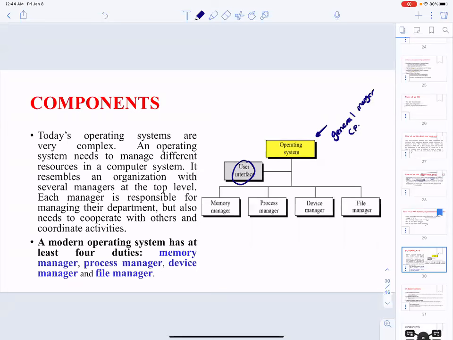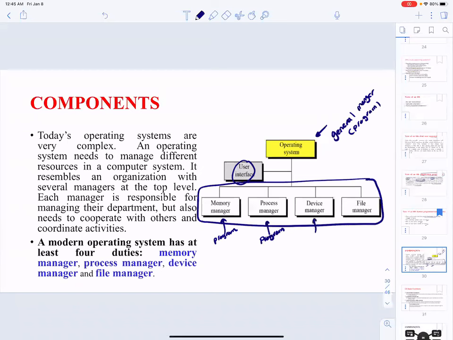And at the end of the story, it's just a program that has three layers, including user interface and then shell and kernel. And I said shell and kernel in general will be divided into those 4 other managers. So we have a memory manager. Still, it's a program, so we have a program that provides memory management. We have another program that provides process management, another program that does device management. And then finally, we have another program that provides file management.